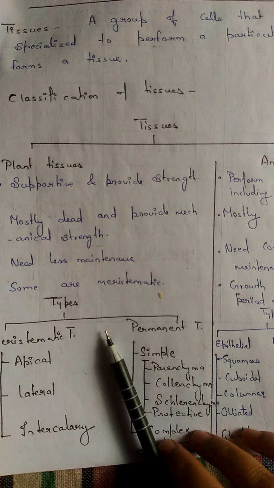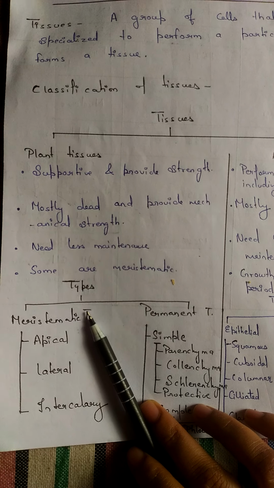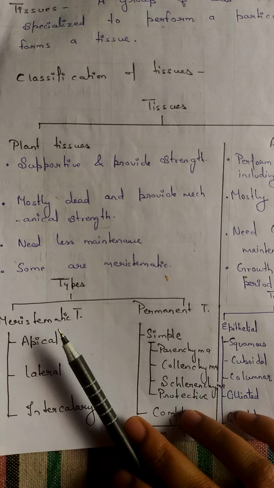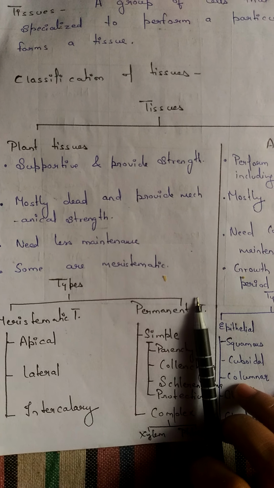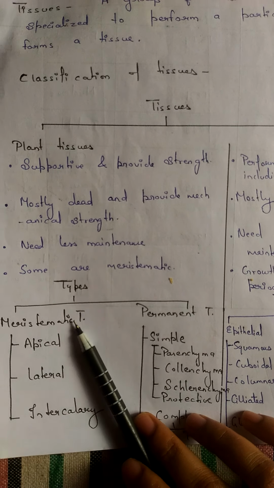Now let us see how many types of tissues are there in plants. It could be of two kinds: meristematic and permanent tissue. What are meristematic tissues? What are permanent? We will see it further. Meristematic tissue is further divided into apical meristem, lateral meristem, and intercalary meristem, while permanent tissue is further divided into simple permanent tissue and complex permanent tissue. In simple permanent tissue, parenchyma, collenchyma, sclerenchyma, and protective tissues are there, while in complex permanent tissue, xylem and phloem are there.